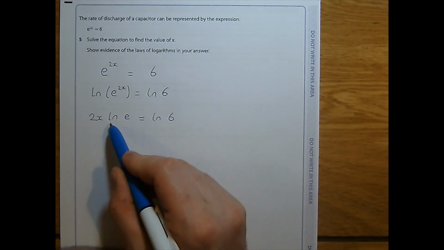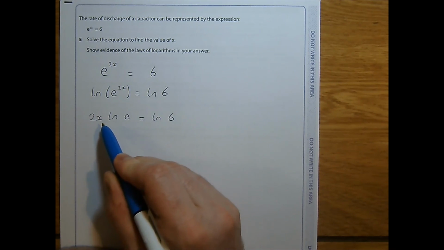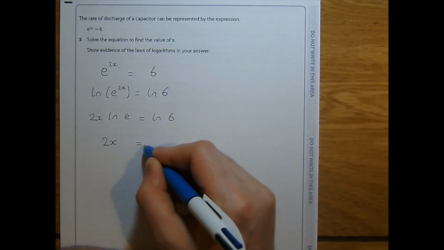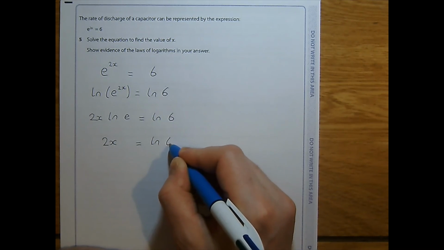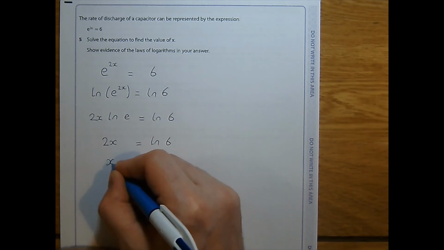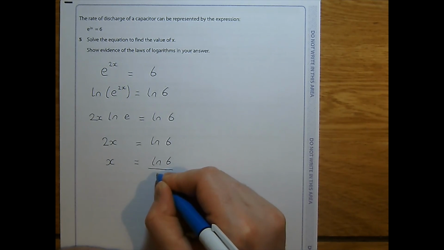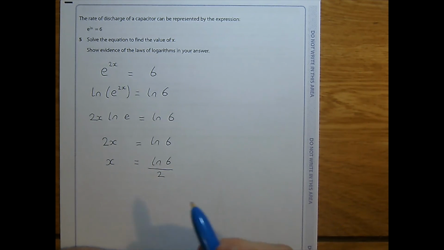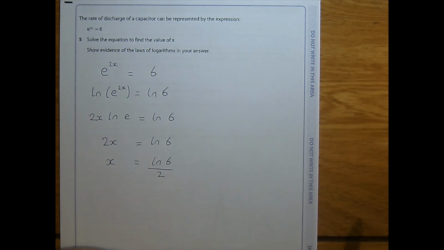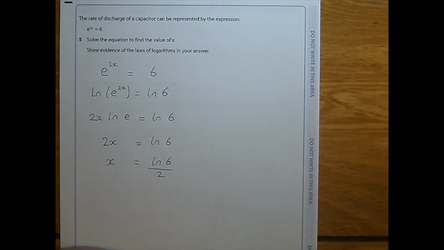The next thing is, I know that natural log of e equals 1, and 2x times 1 is just 2x. And since I want x by itself, I need to divide both sides by 2. It's important to note that's not equal to ln of 3. It's a different way of calculating it. We need to do the log first and then divide by 2.